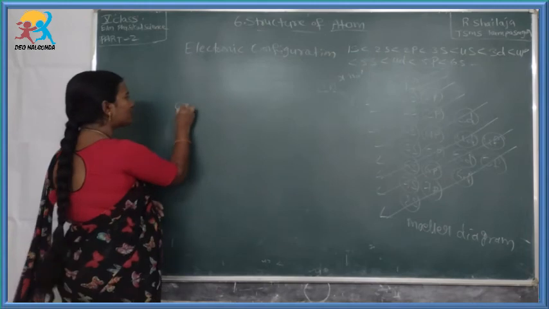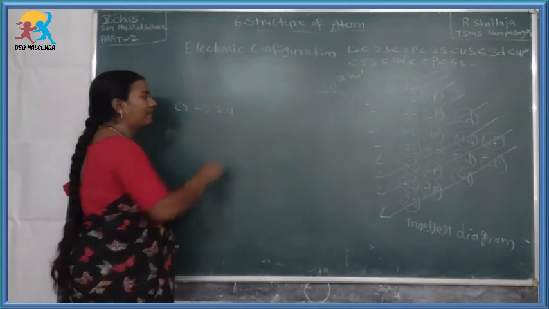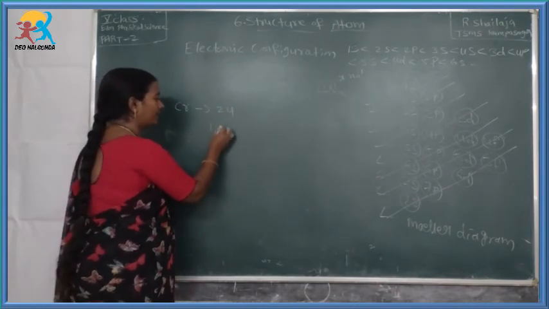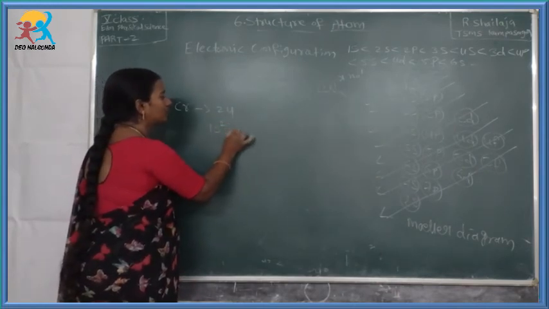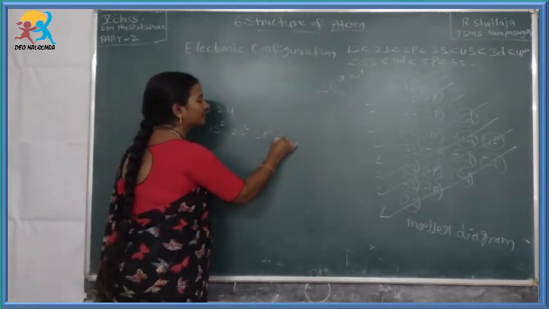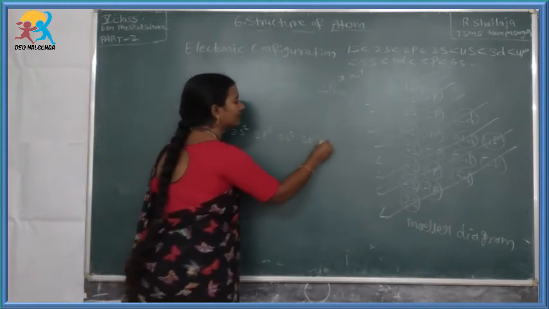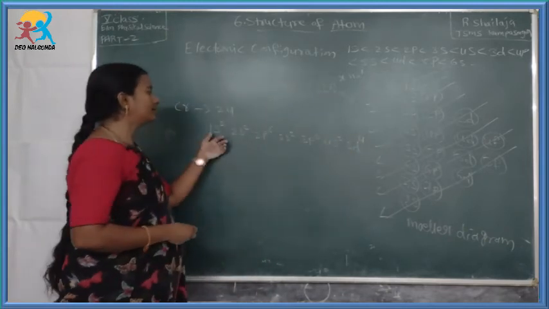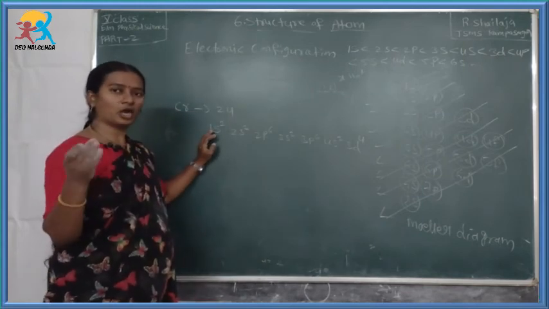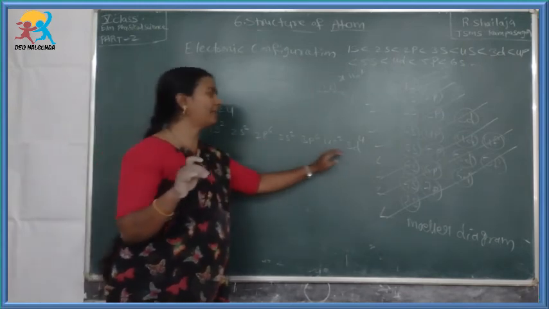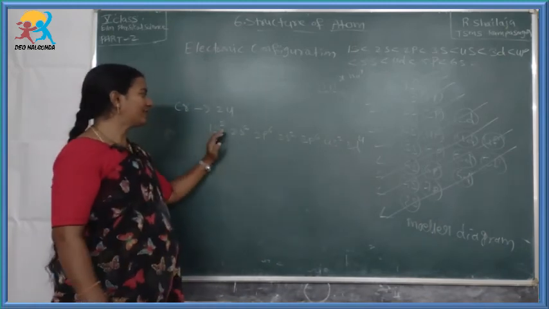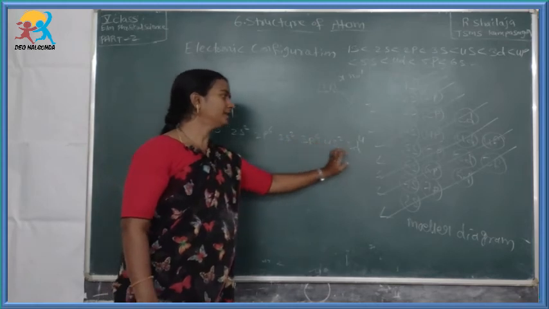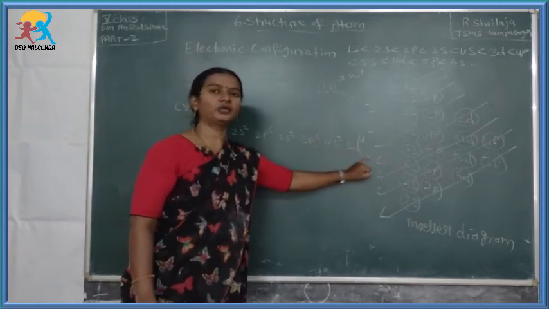For example, last one you see, chromium, atomic number is 24. So 24 electrons we have to fill in the atom. 1s2, 2s2, 2p6, 3s2, 3p6, 4s2, 3d4. How it will be: s orbitals are accommodated by only 2, p orbitals by 6, and d orbitals up to 10. So total 24 is there. 1s2, 2s2, 2p6 up to 10 is over, next 12, 18, 20. So the remaining 4 electrons are entering into the 3d orbital.